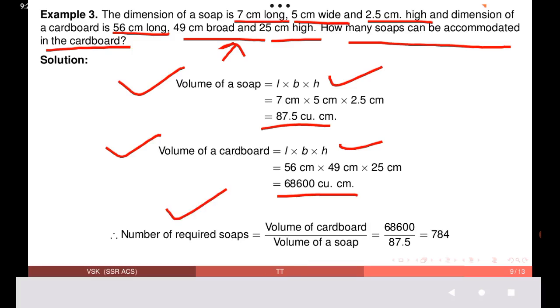And then number of required soaps, that will be very easy. That is, divide the volume of cupboard by volume of soap. So this divided by this, and we get the answer 784. So these many soaps can be accommodated in the cupboard.